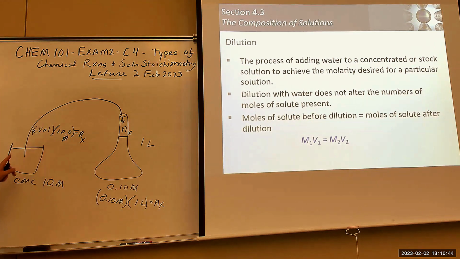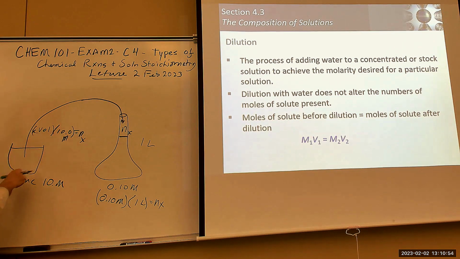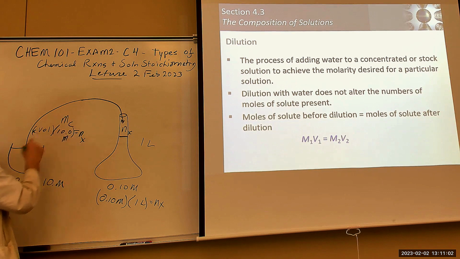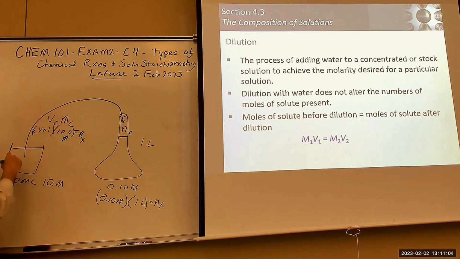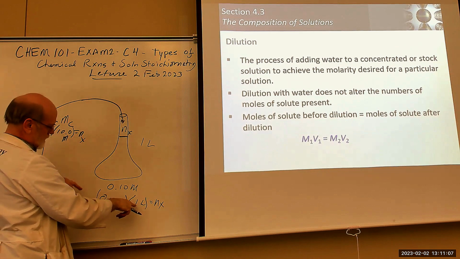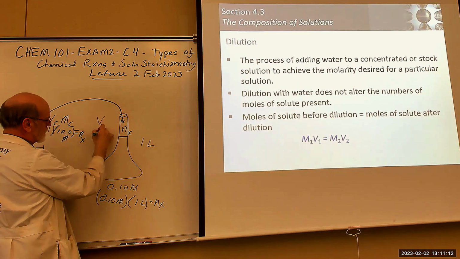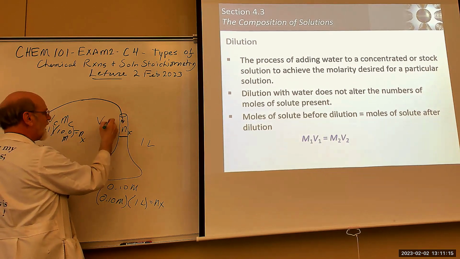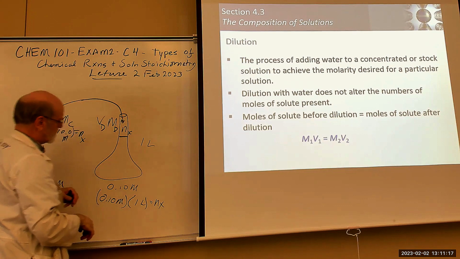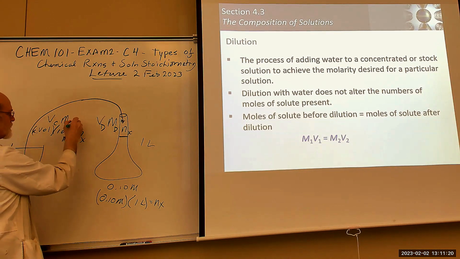Okay. How about over here? Moles of X is equal to what? Well, the volume we pulled out, the volume of the concentrated solution times the molarity of the concentrated solution. That's equal to n of X. So to simplify it, let's just say this is the molarity of the concentrated, and this is the volume of the concentrated that we drew out. And this is the volume of the dilute, the total volume of the dilute, times the molarity of the dilute. And they're both equal to n of X.